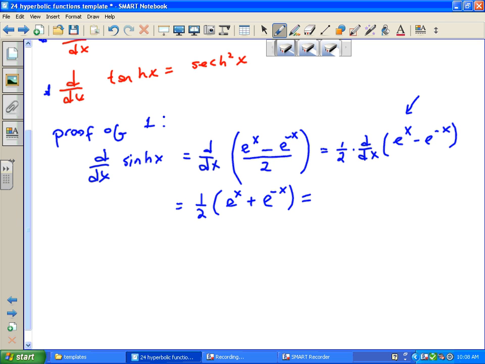And guess what? What does this look like to you? This is the definition of which function that we learned today? Hyperbolic cosine. So this is the same thing as hyperbolic cosine of x. So we've proven the first one, and I'm not going to do the other ones, but once again, you can start with the definition of hyperbolic functions and prove the other ones as well.